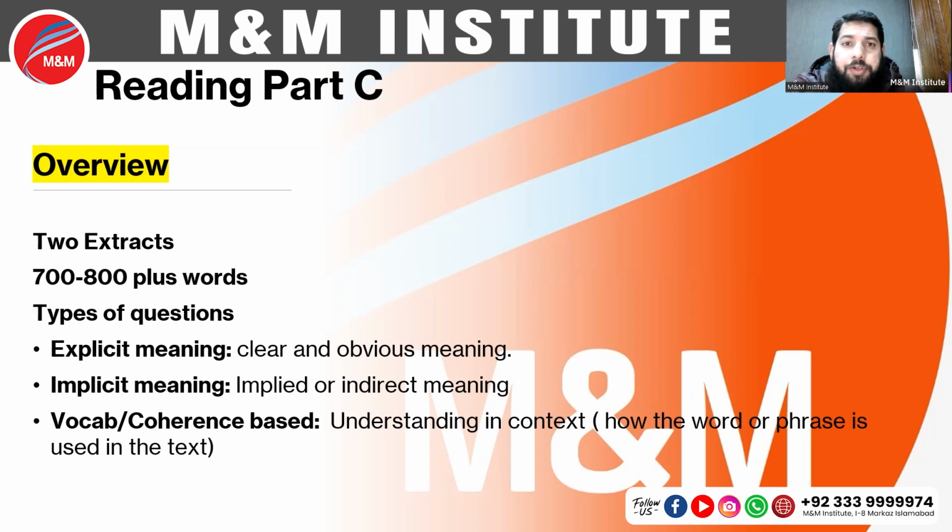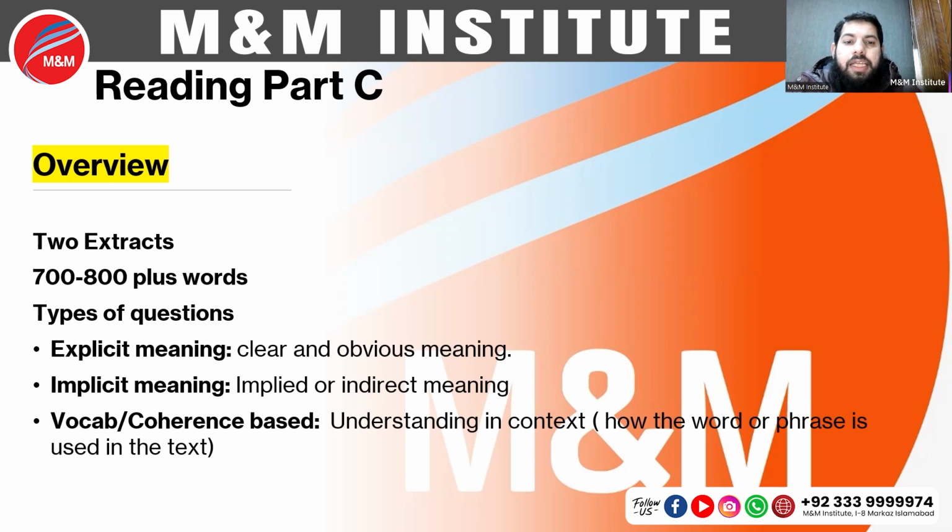There are three different natures of question. The first type of question is explicit in nature. It means that there is no hidden meaning, or the meaning is quite obvious. The second type of question is inferential, or implicit, where you have to infer the answer. It might not be a direct answer. The third type of question is vocabulary based, or to test your coherence ability, whether you would be able to extract the contextual meaning of the text.